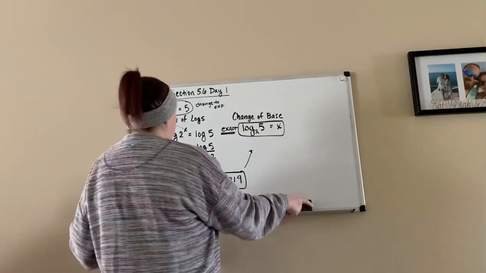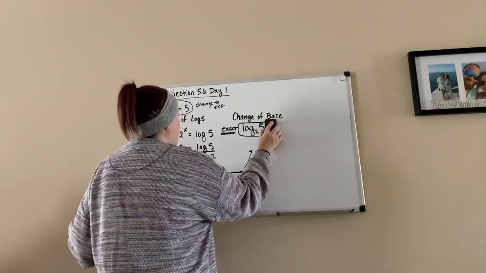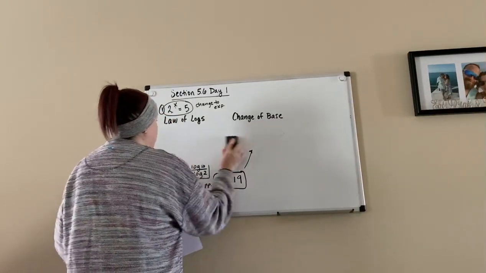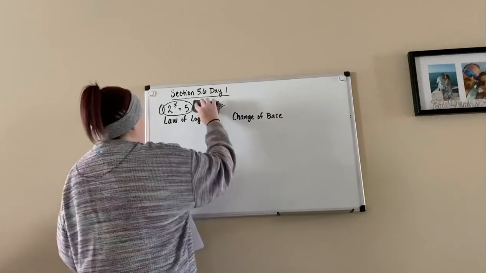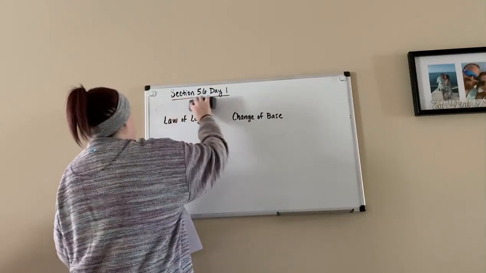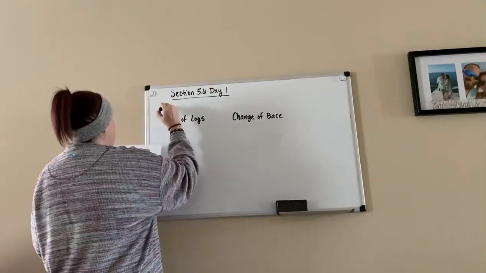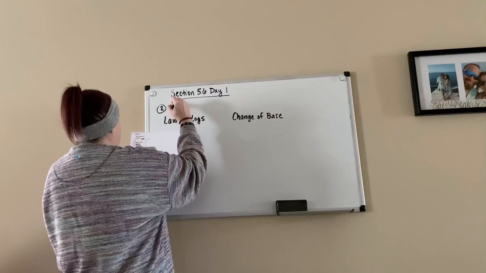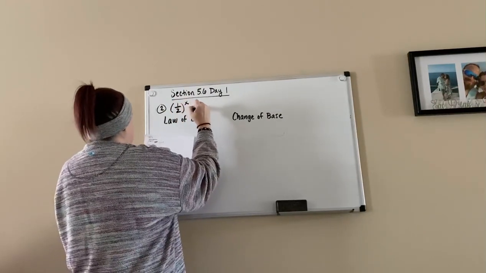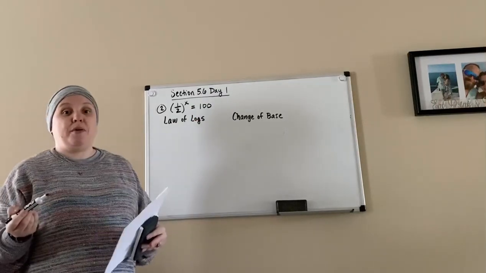So let's do another one. Let's do one that has a fraction. Same situation. So I'm just going to get rid of this part and this part. I'm going to leave the law of logs written on there. And then I'm going to change up here the problem. So number 2, it's going to be with a fraction. Same situation. So we're going to have, in this case, 1/2 to the x equals 100. Exact same situation, don't be freaked out by the fraction.